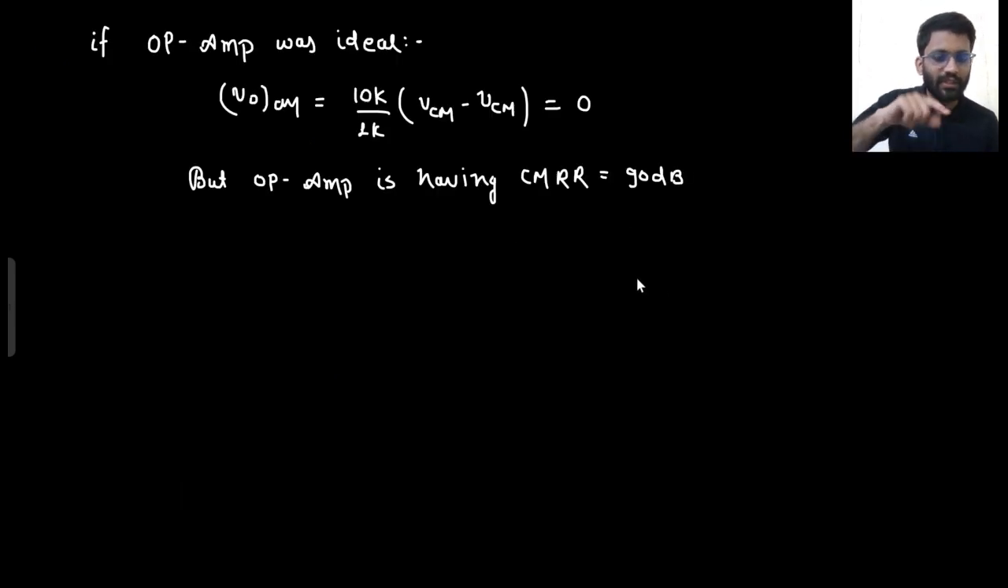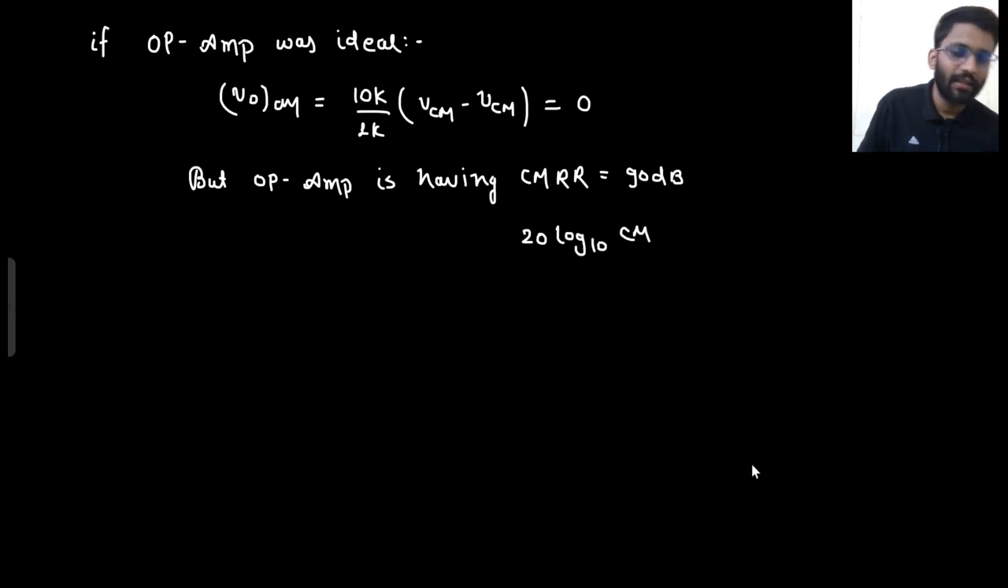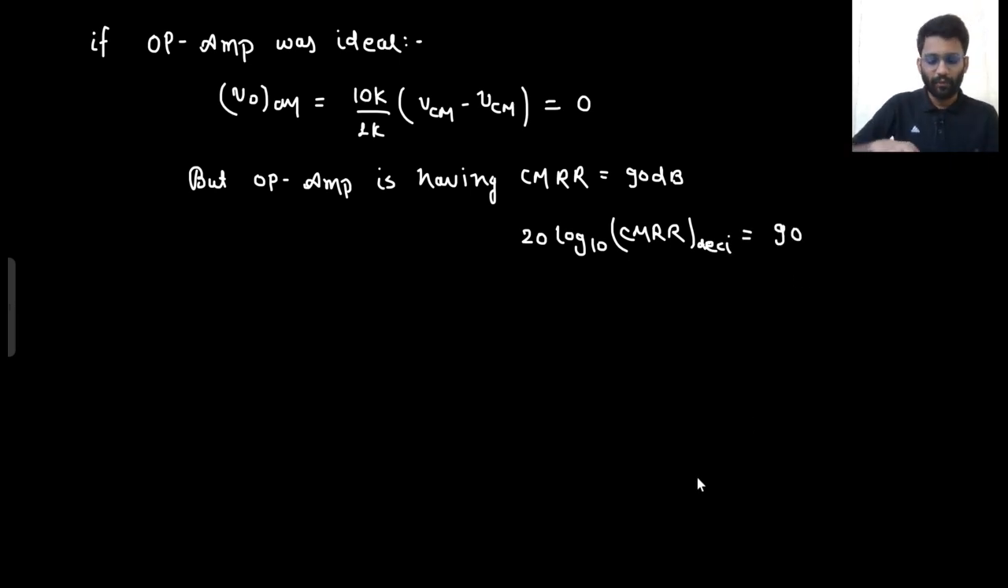So how will you show it in decimal? The CMRR is 90 dB. In decimal it is 20 log10 CMRR, which equals 90 dB. So this 20 will go here and that becomes 4.5. So 10 to the power 4.5, that will be a large value.